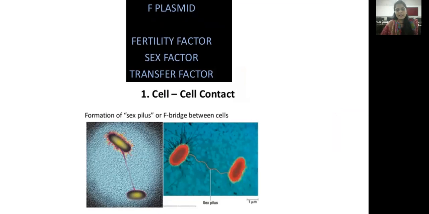So the F plasmid has a fertility factor, or you can say a sex factor, or you can even say a transfer factor, which allows the transfer process. So first, as I told you, cell-to-cell contact occurs. Here you can see in the diagram a sex pilus or a conjugative tube, or you can say a bridge pilus is formed by the plus cell, which is attached to its neighboring female cell. Here you can see in the diagram. So formation of the F bridge occurs between two cells.